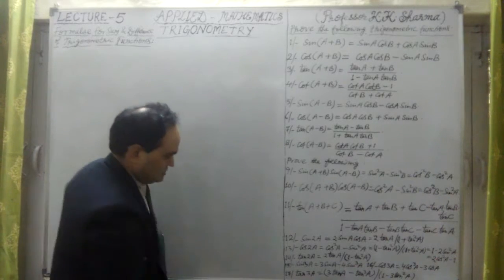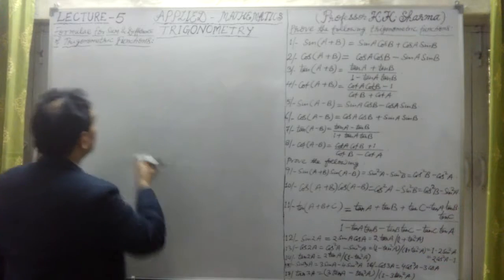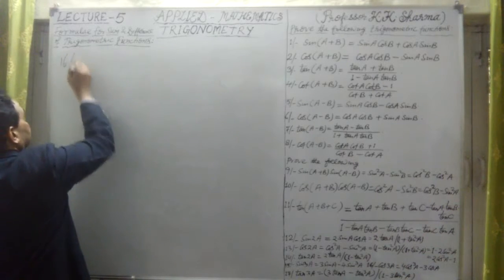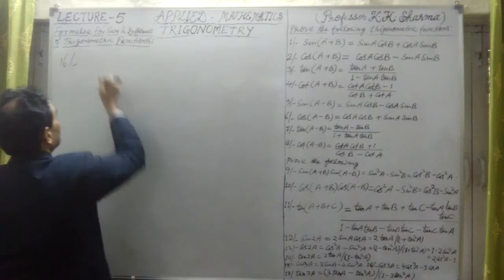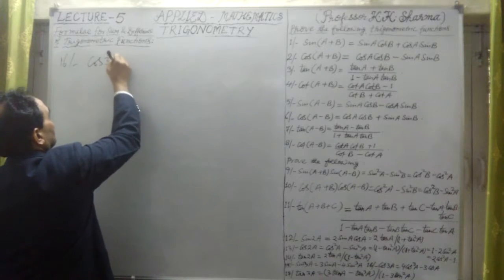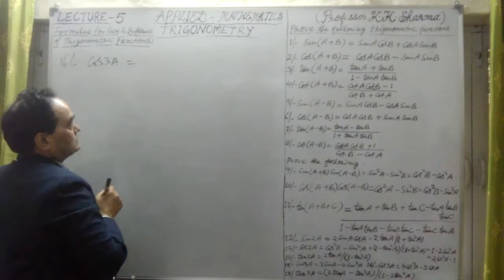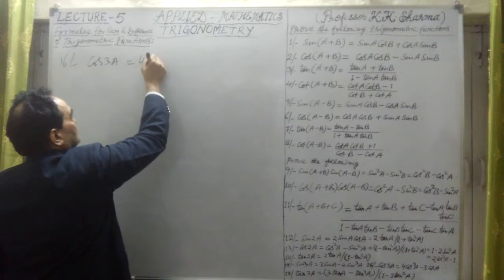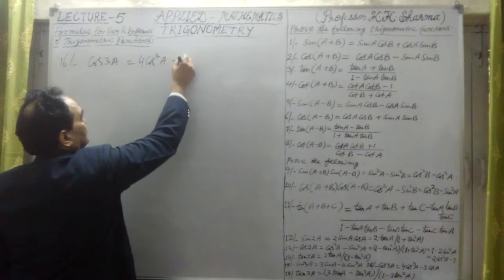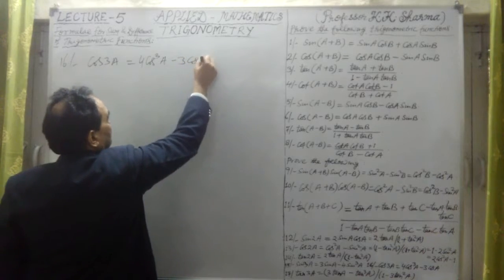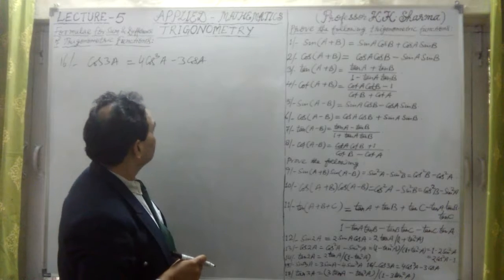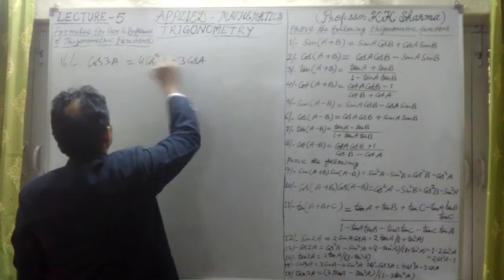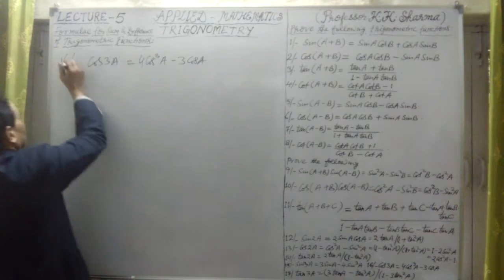That is the point. The question number 16. Let me check what it says. Question 16 says that cos 3A is equal to 4 cos cube A minus 3 cos A. Okay. This is 4 cos cube A minus 3 cos A. This is the question number 16 of cos 3A.